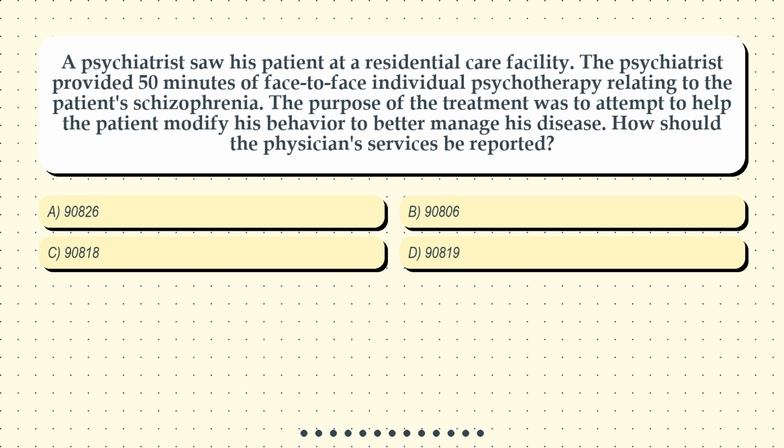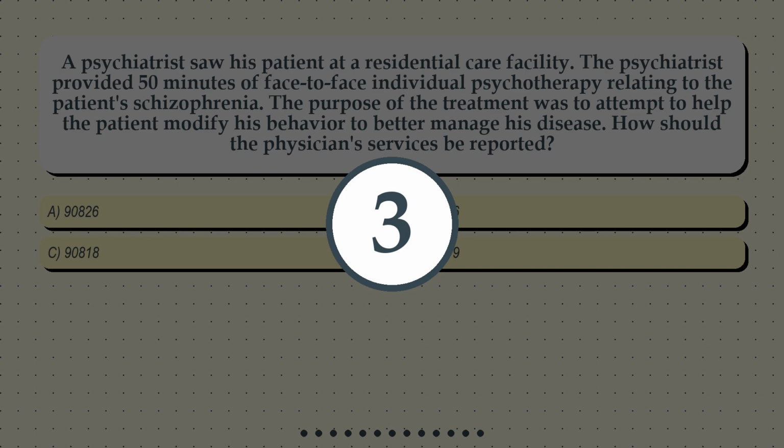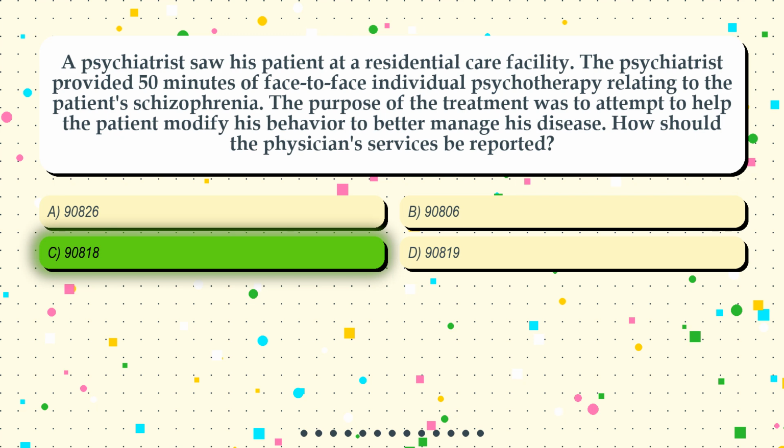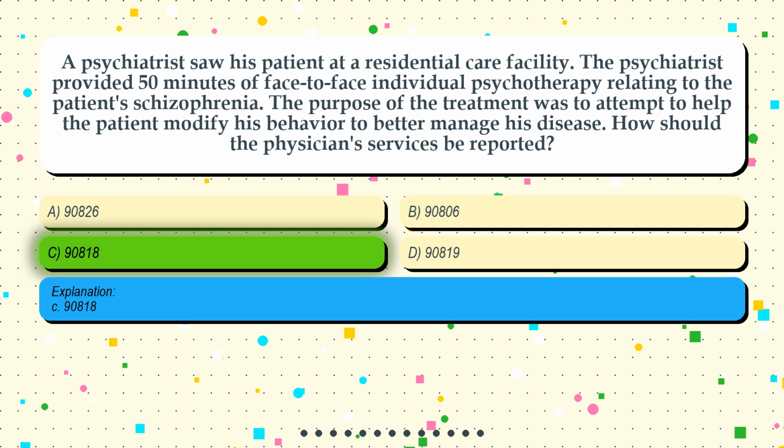Option A, 90826. Option B, 90806. Option C, 90818. Option D, 90819. The correct answer is option C, 90818. C, 90818.